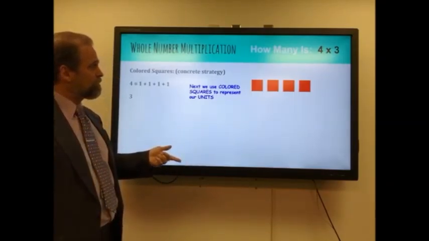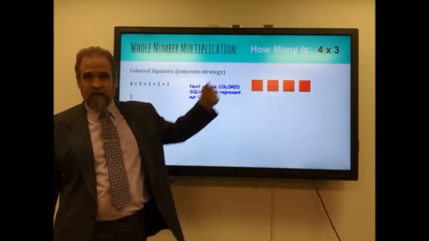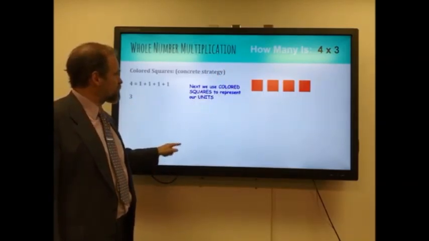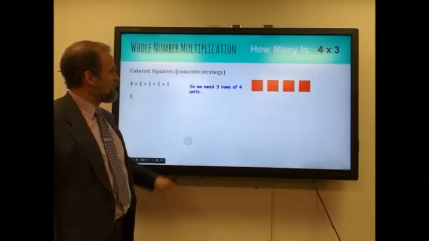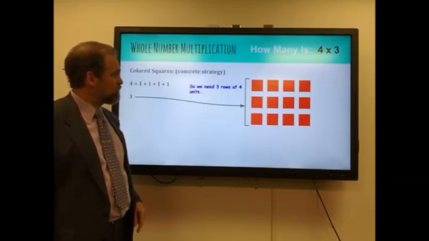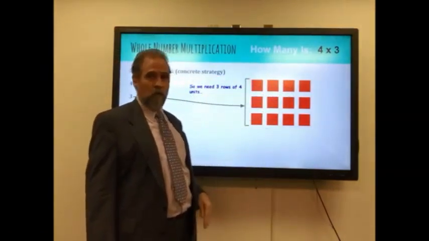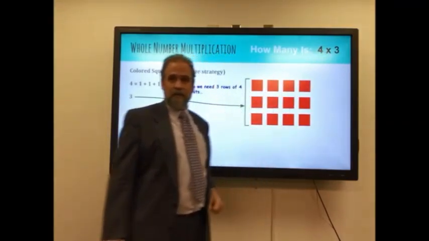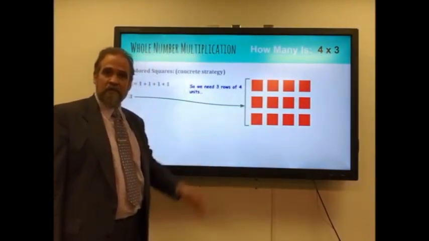So that's 4. But what does the problem say? It says 4 times 3. So that means that 4 has to appear how many times? It has to appear 3 times. So I'm going to use another 2 rows of 4. Now I've got a row of 4 once, a row of 4 twice, and a row of 4 3 times. That represents 4 times 3.